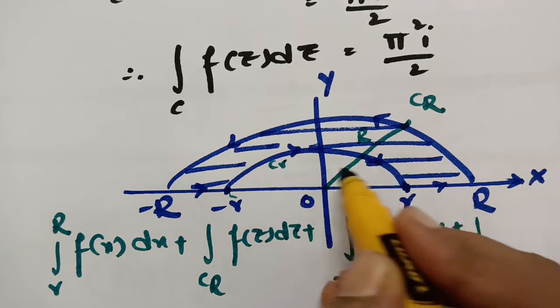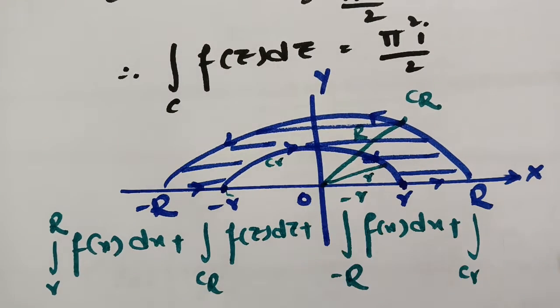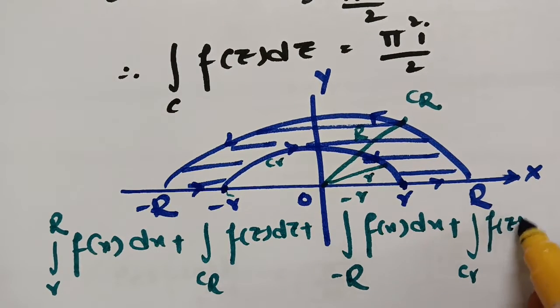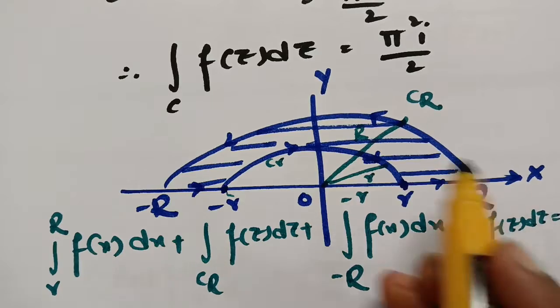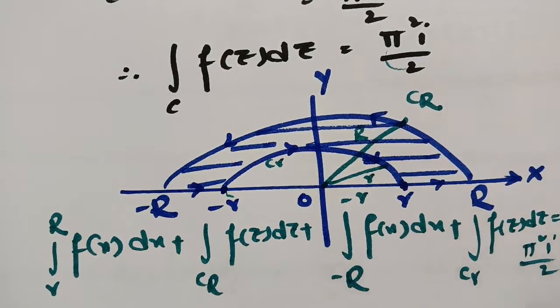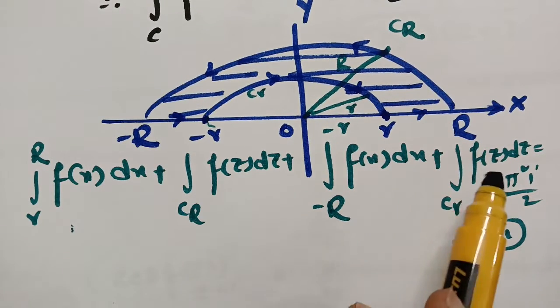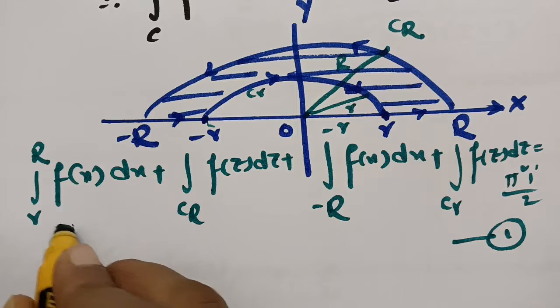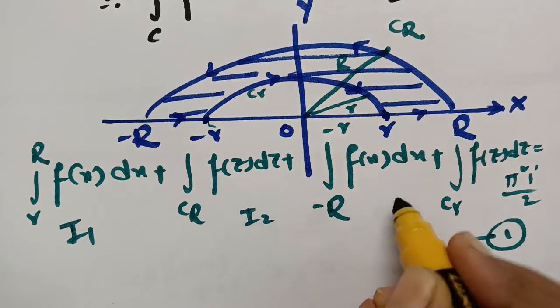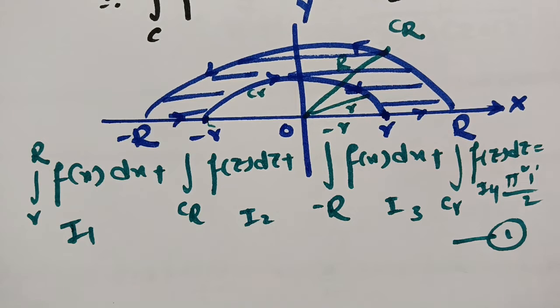So this C_R has a radius small r with center 0. So this is again the integral of f(z) dz, and the total value here is iπ²/2. So this is our first equation. In this we have to calculate all four integrals: integral 1, integral 2, integral 3 and integral 4. After adding up all these, we will get the final answer.